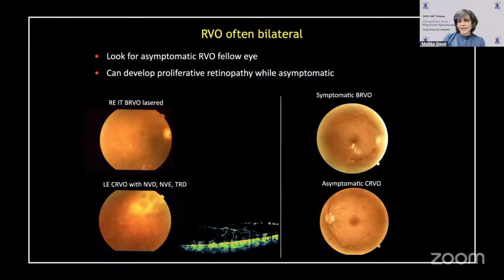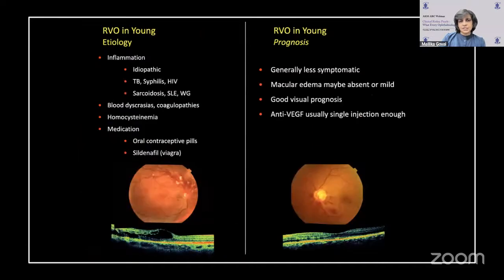As you see, these are bilateral cases. And in the slides on the right, you see the other eye is asymptomatic. In fact, mostly they are asymptomatic. And they have a disease which can lead to proliferative retinopathy.